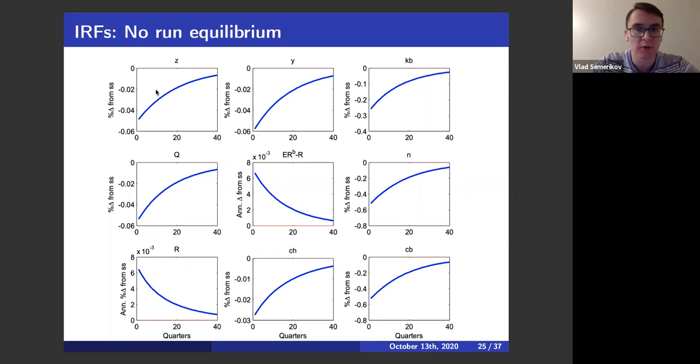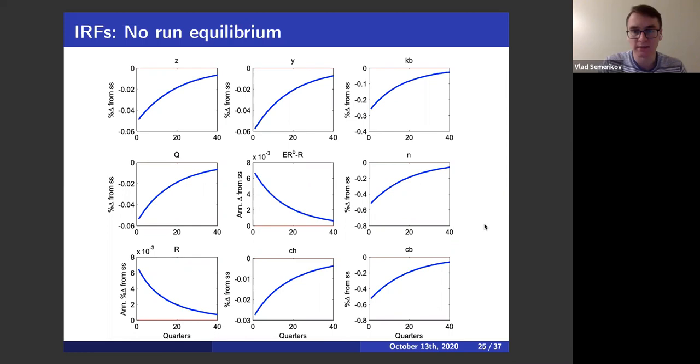A negative Z shock erodes the bank's capital, which, because of the leverage constraint, reduces the banks' capital holding. This in turn depresses capital prices and increases the credit spread. So this is just an illustration of the basic financial accelerator mechanism.